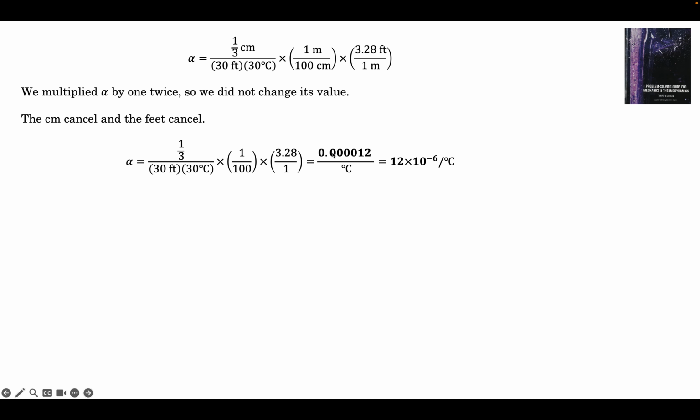So we just push the button on the calculator, and we get 0.00012 per degree Celsius. And if you like scientific notation, 12 times 10 to the minus 6th for every degree Celsius.